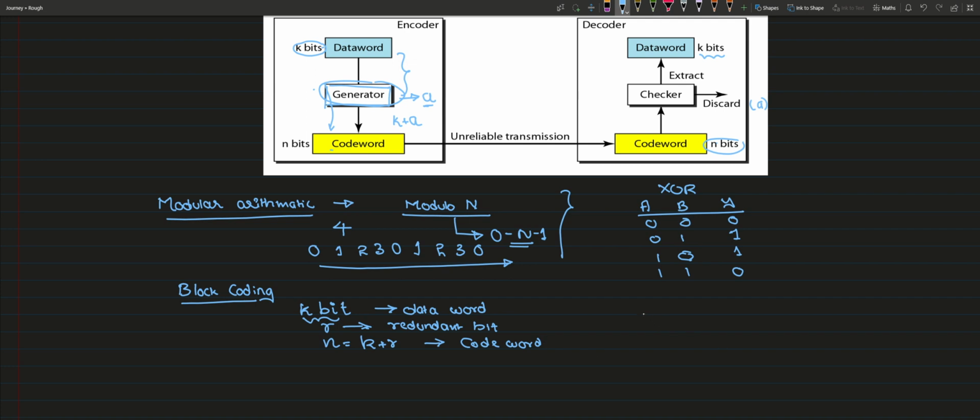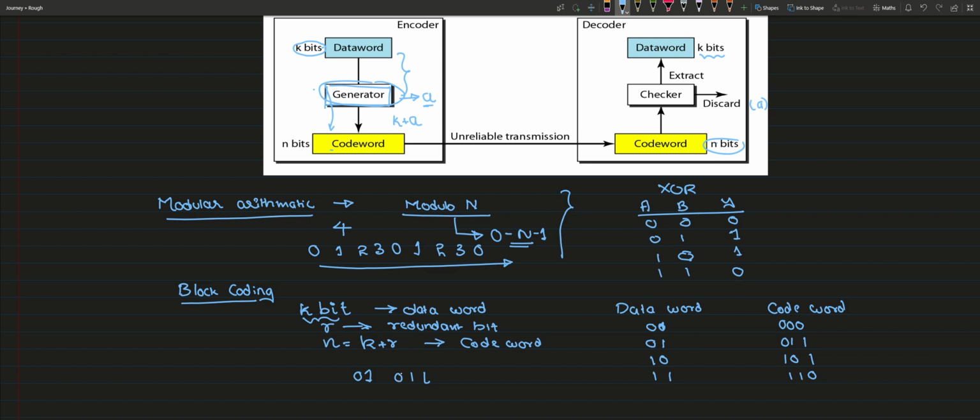Here I can show you an example. It need not be the same, it can be different also. I have data words, and I can possibly have 2 bits. Let's start with 2 bits: 00, 01, 10, 11. The code words will become 000, 011, 101, 110. So if I want to send 01, then the code word is 011, right?